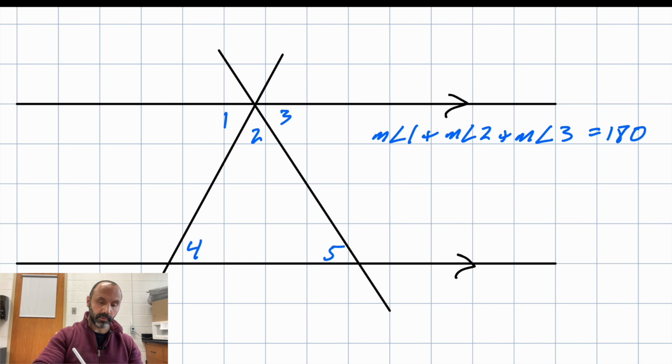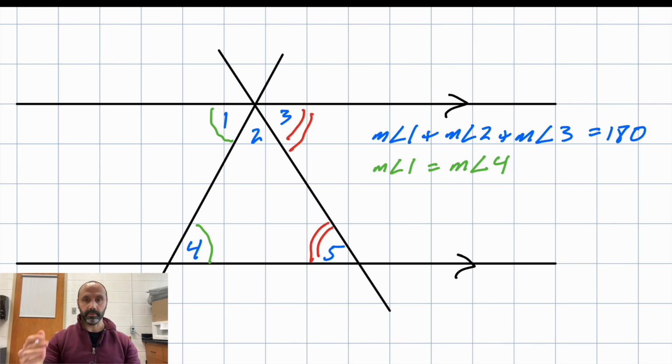And because of what we know about parallel lines, I know that angle 1 and angle 4 are congruent to each other. And if they're congruent, then their angle measures are equal to each other. So the measure of angle 1 equals the measure of angle 4. Also, another pair of alternate interior angles, angle 3 and angle 5, are congruent to each other. And so the measure of angle 3 equals the measure of angle 5.